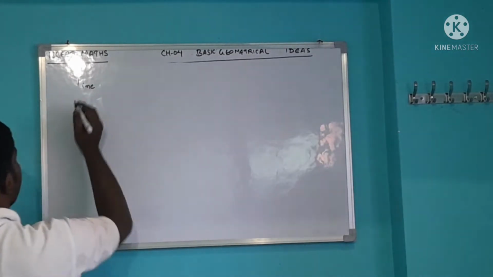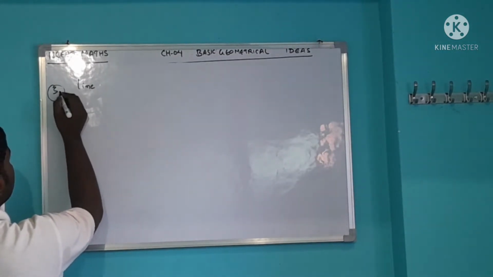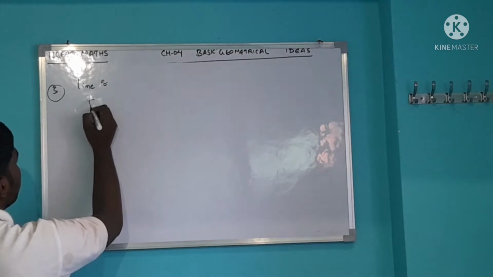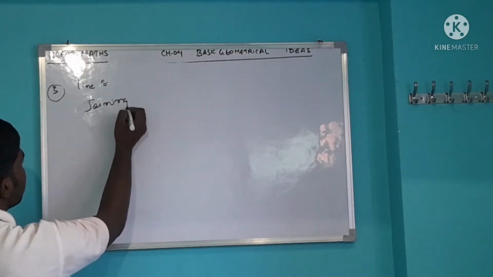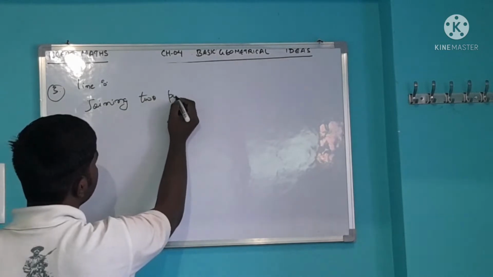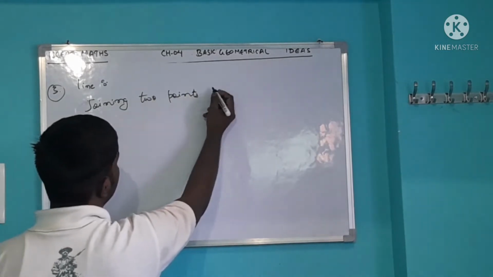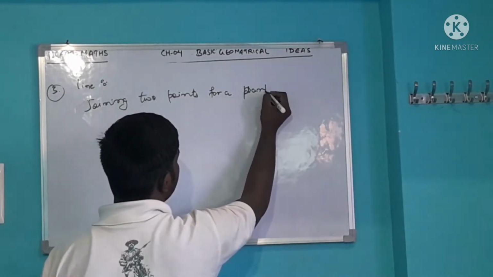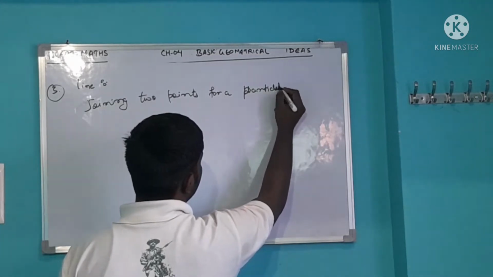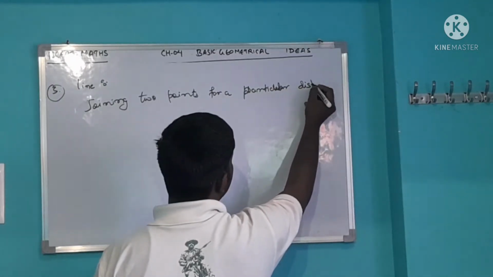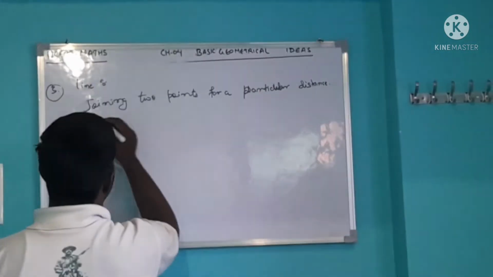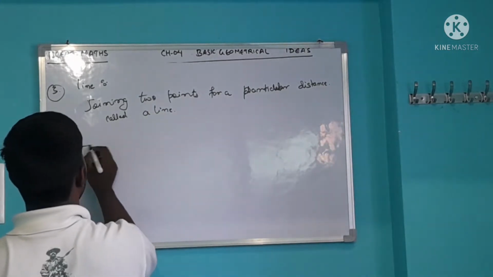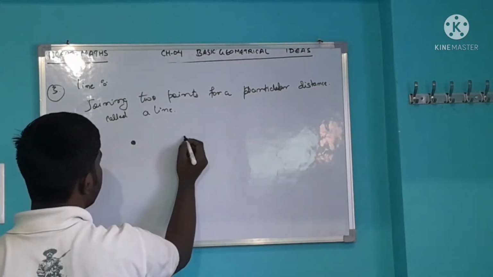So our third topic is line. Line is similar to point. The definition will be like joining 2 points for a particular distance is called a line.